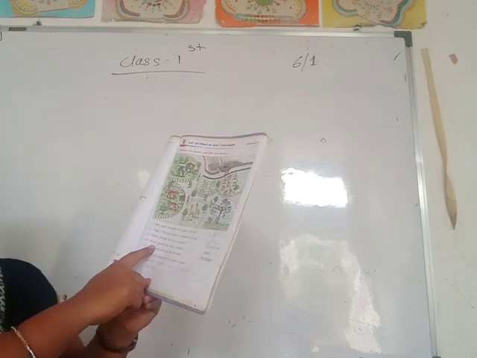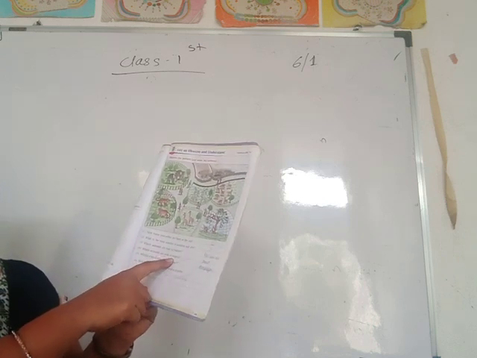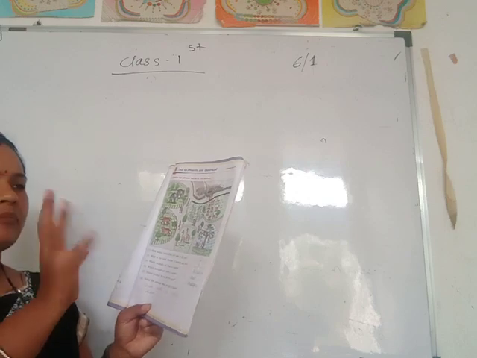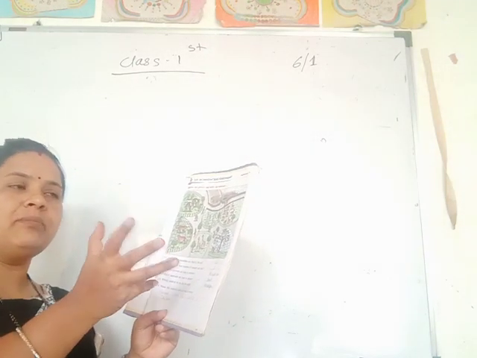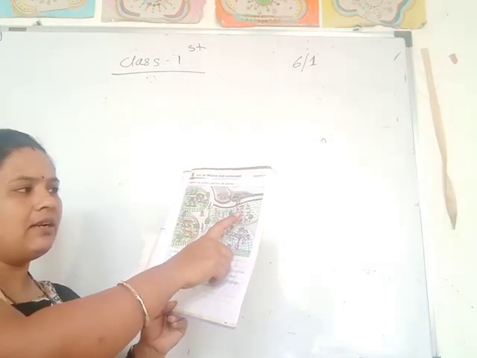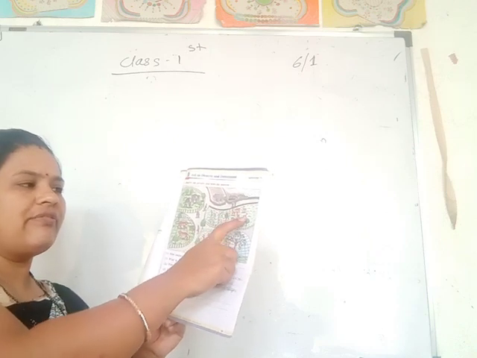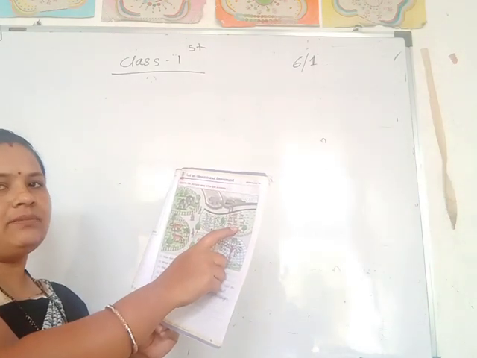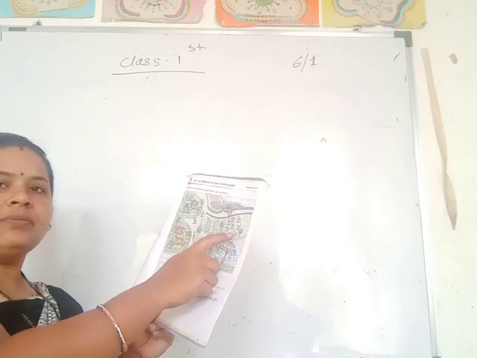Then the fourth question you see, which animals are most in number? Which animals are most in number? Maximum number of animals. Which animals here? Deer. 1, 2, 3, 4, 5, 6, 7, 8 deer. Means these animals are most in number.